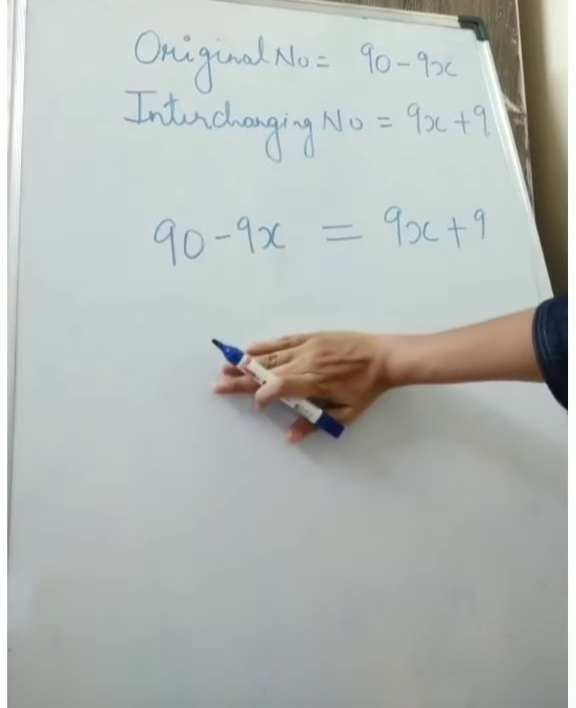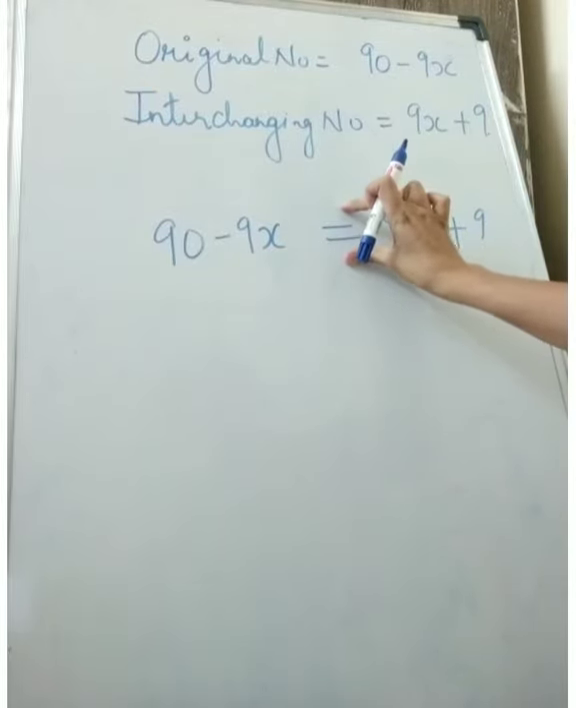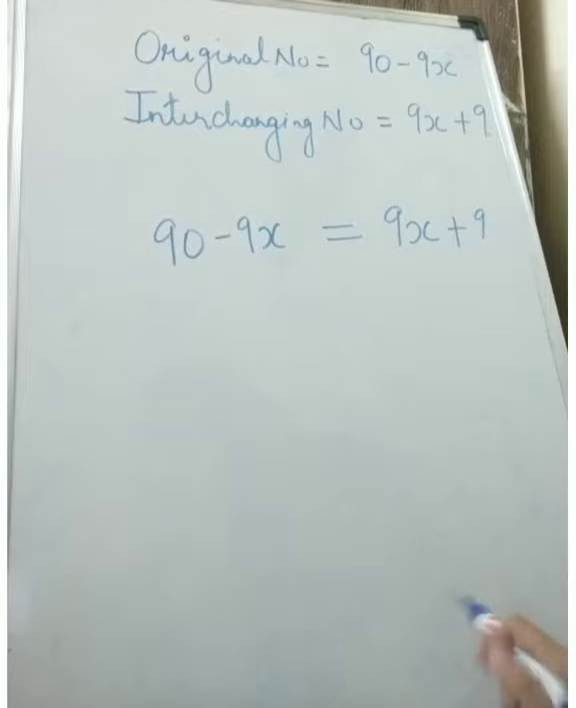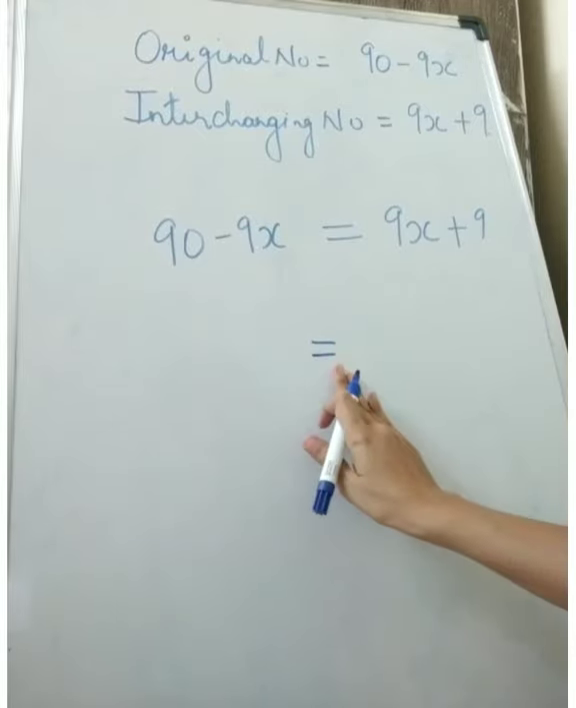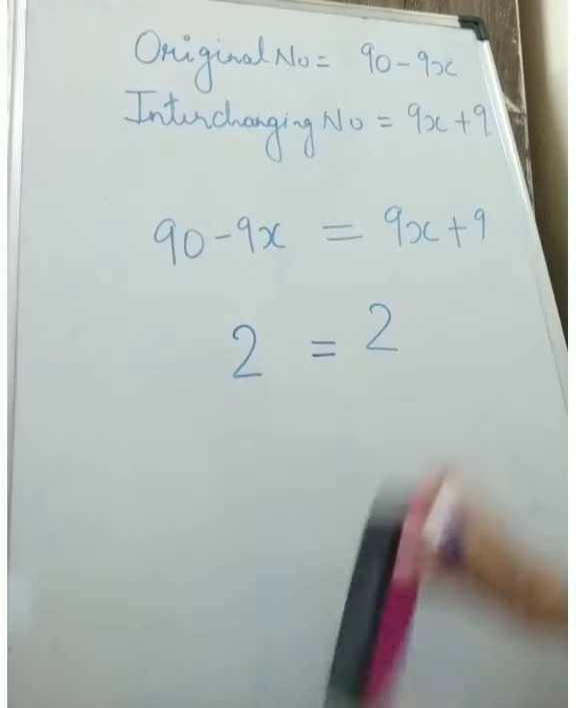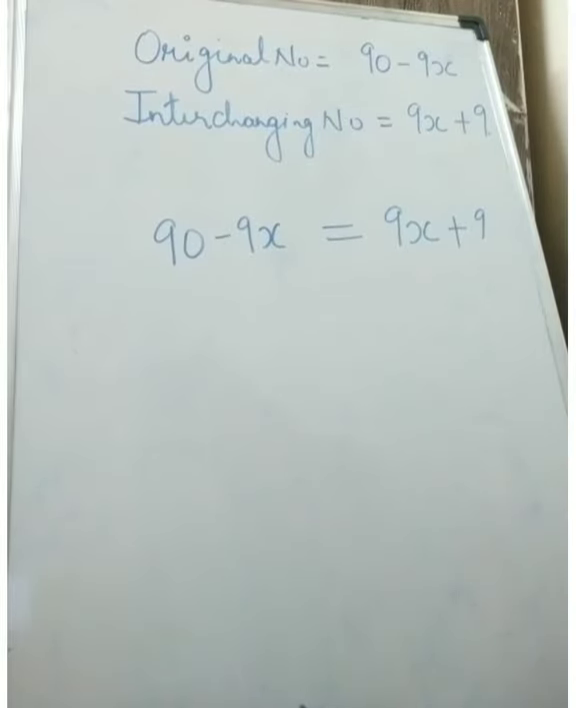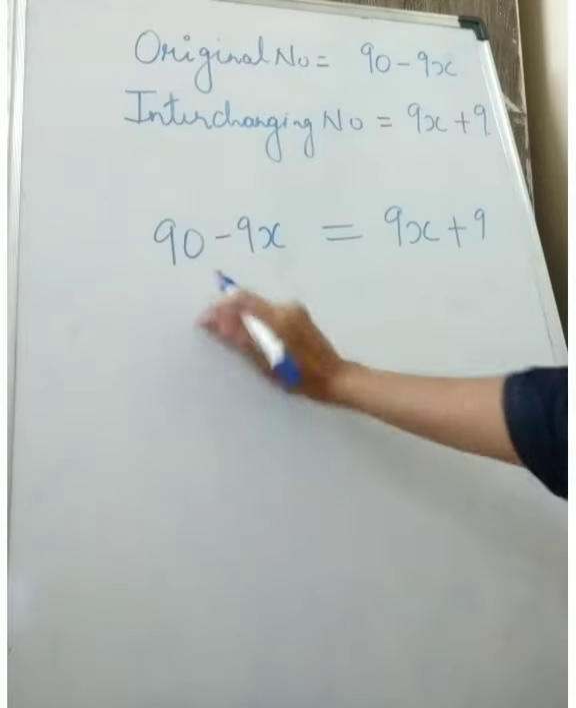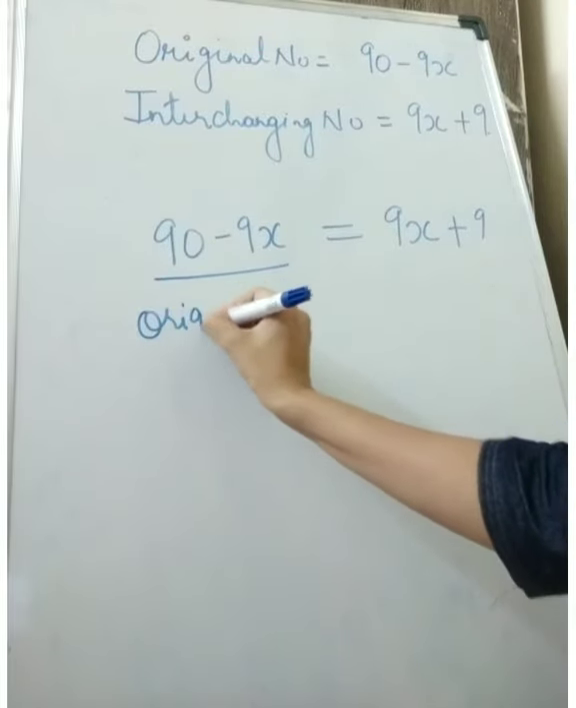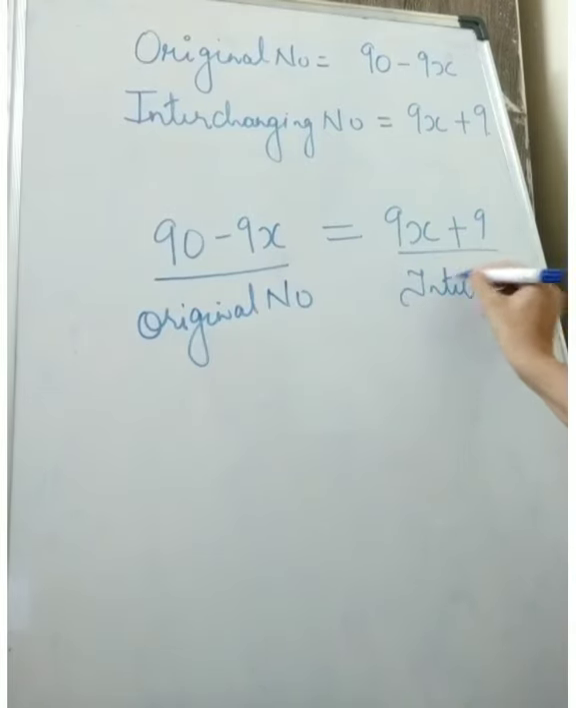Now student, one very important thing I wanted to explain. This equals sign shows that LHS and RHS are equal, right? If I am writing equals to over here, it means 2 is here, so 2 should be here, then only it will be equal. But one thing is given in the question that we will discuss. When we interchange the digits, this is the original number, and this is the interchanged number. I hope you all have understood how to find the original number and interchanged number.